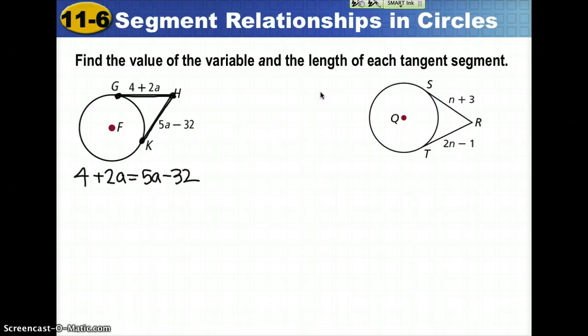And we'll show a few more steps with this one. You can subtract 2a from both sides. All your variables on the same side. 4 equals 3a minus 32. Add 32 to both sides.